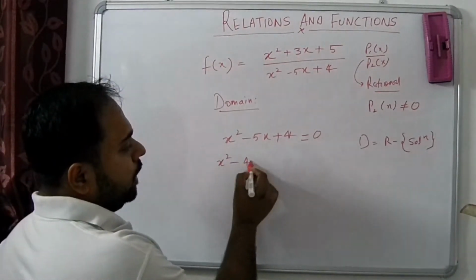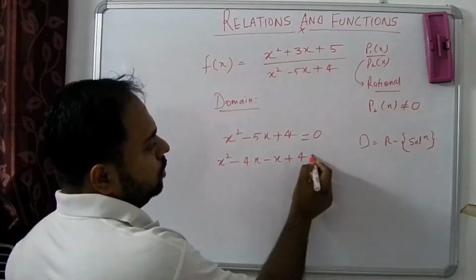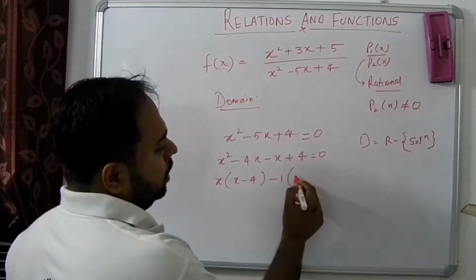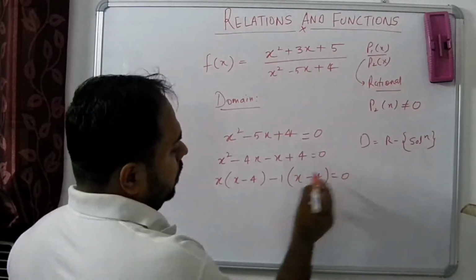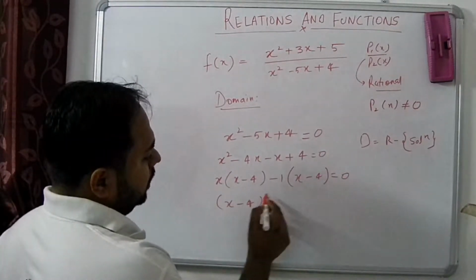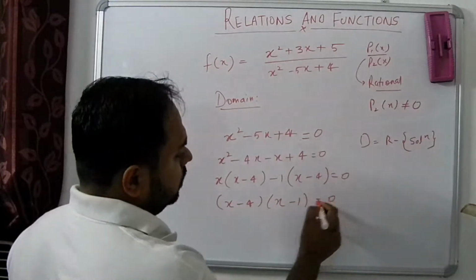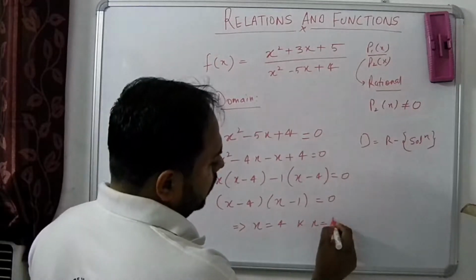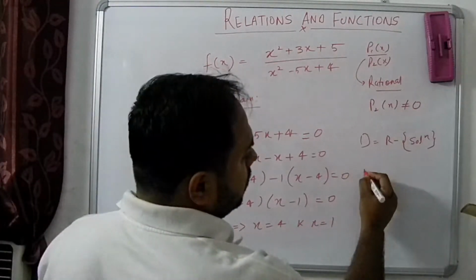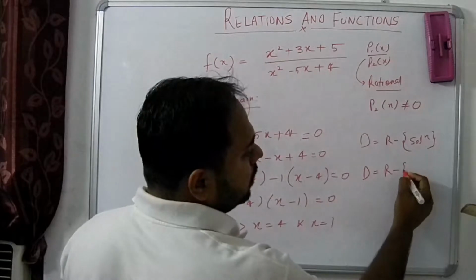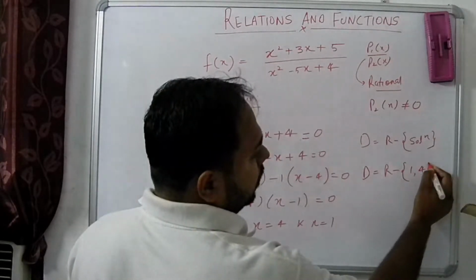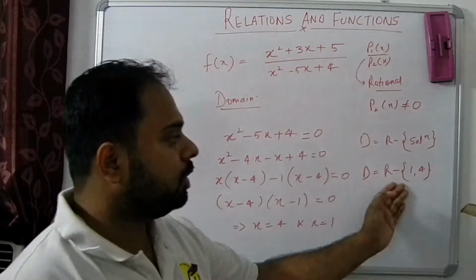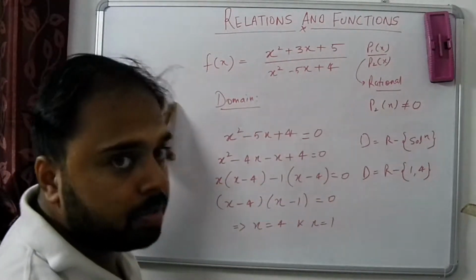This is x² − 4x − x + 4 = 0. Taking x common, x(x − 4) − 1(x − 4) = 0. Taking (x − 4) common, (x − 4)(x − 1) = 0. This implies that x = 4 and x = 1. So my domain is R minus {1, 4}. I remove this set from all the real values, and whatever set I am left with is the domain of this function.